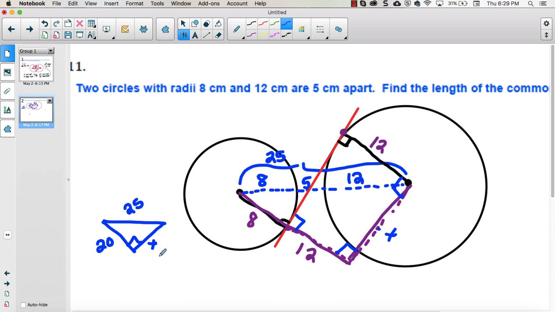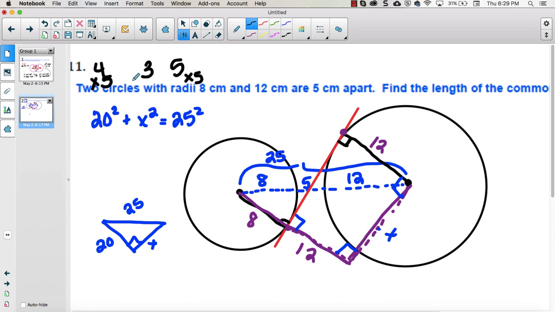Okay, so now some of you might see the Pythagorean triple, others may not, but 20 squared plus x squared equals 25 squared. It is a 3, 4, 5, right? So 3, 4, and 5. So 5 times 5 is 25. 4 times 5 is 20. So 3 times 5 gives me 15. So this is 15. So the length of the common internal tangent would be 15 as well.